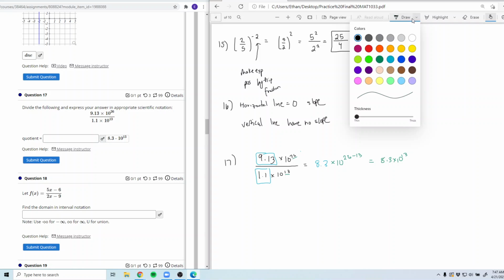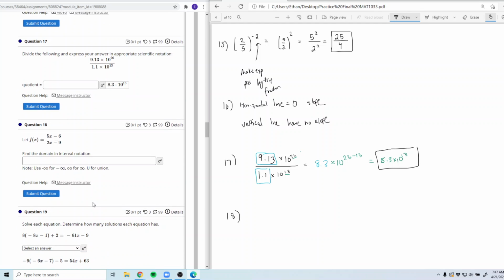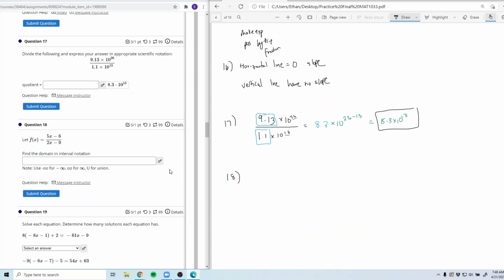Number 18. Go ahead and box that in. Number 18 says let f of x equals 5x minus 6 over 2x minus 9. Find the domain in interval notation. All right. So remember, the domain when you have a fraction is you set the denominator equal to 0. So what we have in our denominator is 2x minus 9. I don't care about the numerator at all. Only the denominator. 2x minus 9 equals 0.